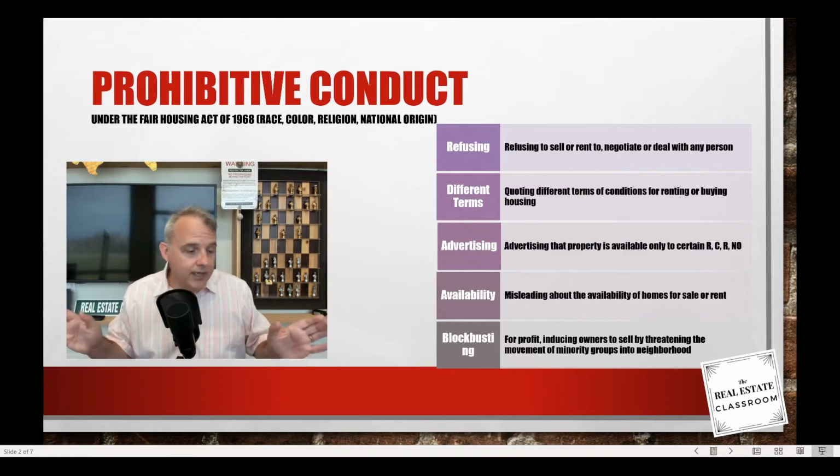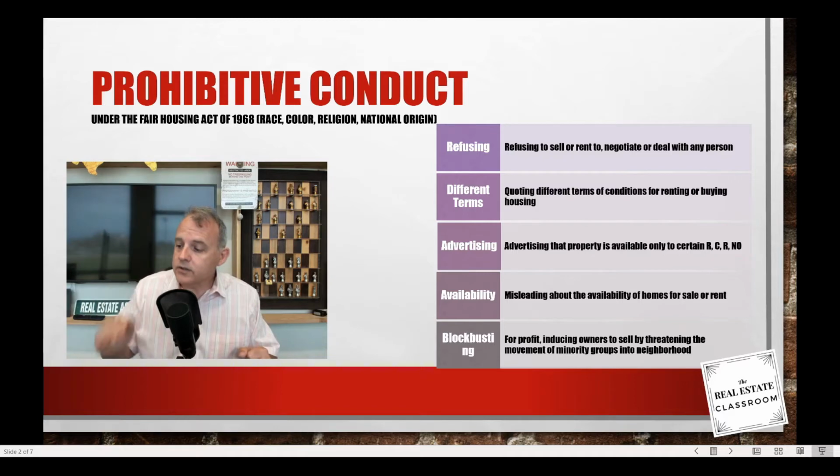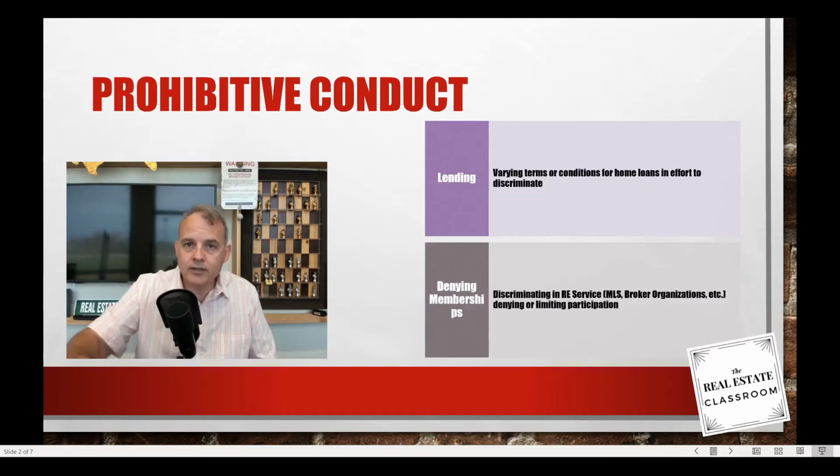And oh, by the way, I can help you do that. I'll buy your house from you. So I buy the house at a reduced price. And then the closing happens, and then I turn around and sell it for a higher price. What I've done is I've committed blockbusting. Again, my whole intent was profiting, and I induced the owner to sell by telling them that there's going to be an introduction or a movement of minority groups into the neighborhood. That is blockbusting, and that's prohibitive conduct.